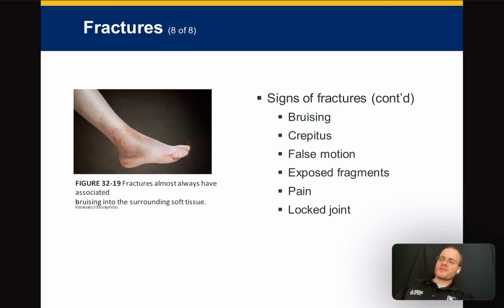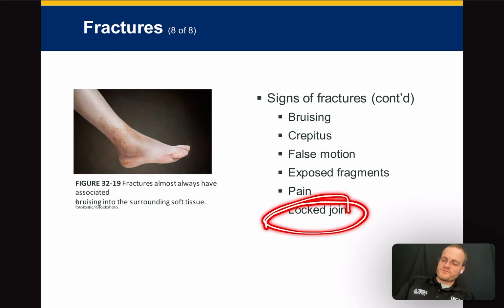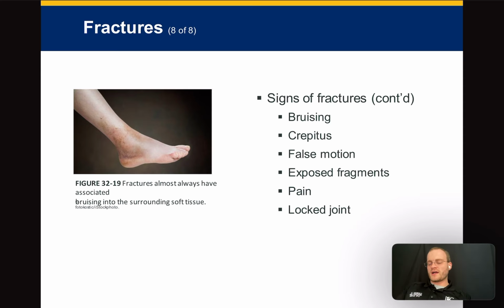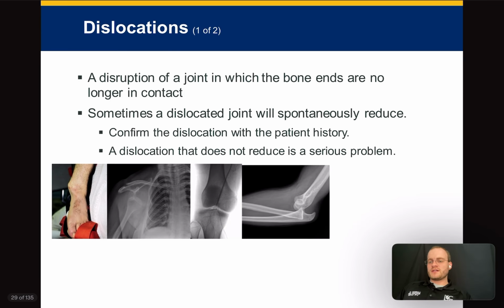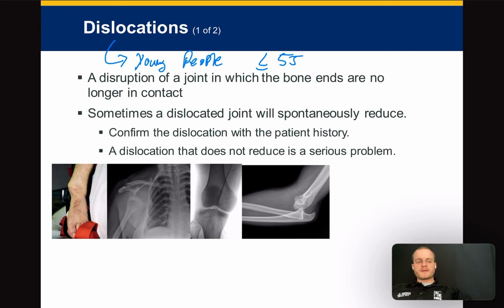Now, with a locked joint, you can see this in dislocation as well, but we'll talk about that. Speaking of dislocations, a dislocation is when the joints in which the bone ends are no longer in contact. One thing I want you to know about dislocations as a general rule is this happens in young people. I'm saying less than 55, typically younger people, okay? It is astronomically rare for an 80-year-old lady to dislocate something.